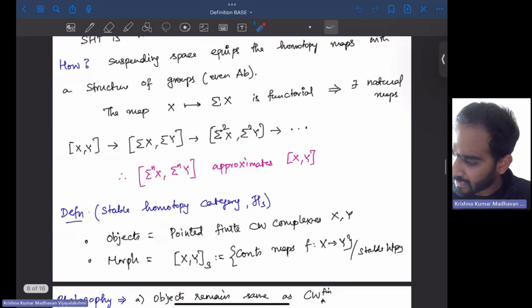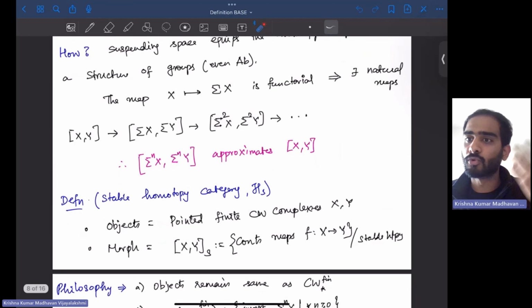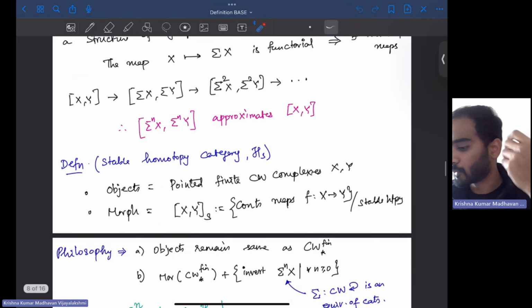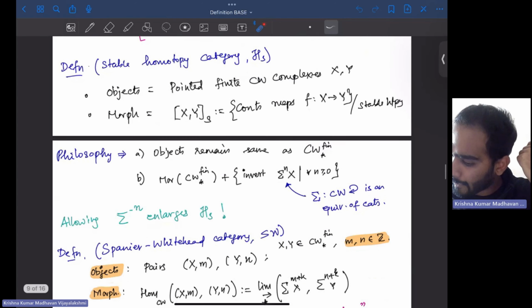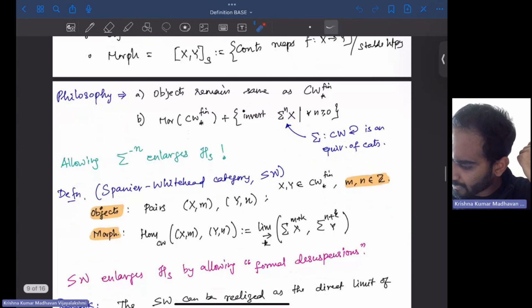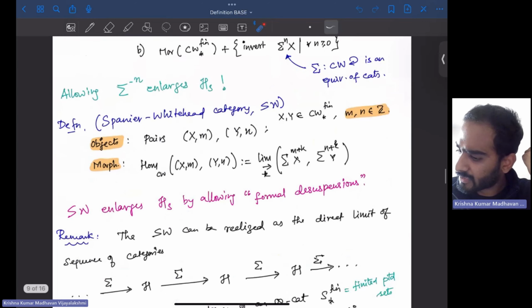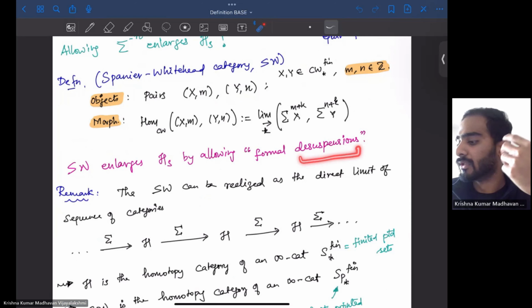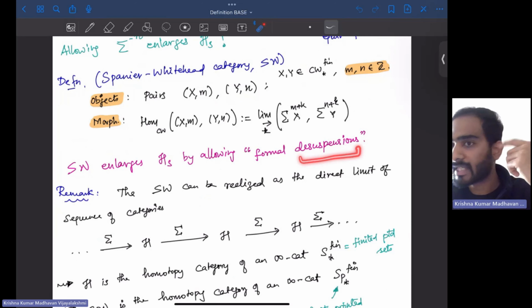So all these facts exactly say that stable homotopy theory is more structured and concrete than the unstable one. So we have more control. All right. So there's this Spanier-Whitehead category that we talked about. It includes formal desuspensions. Desuspension is also called looping.